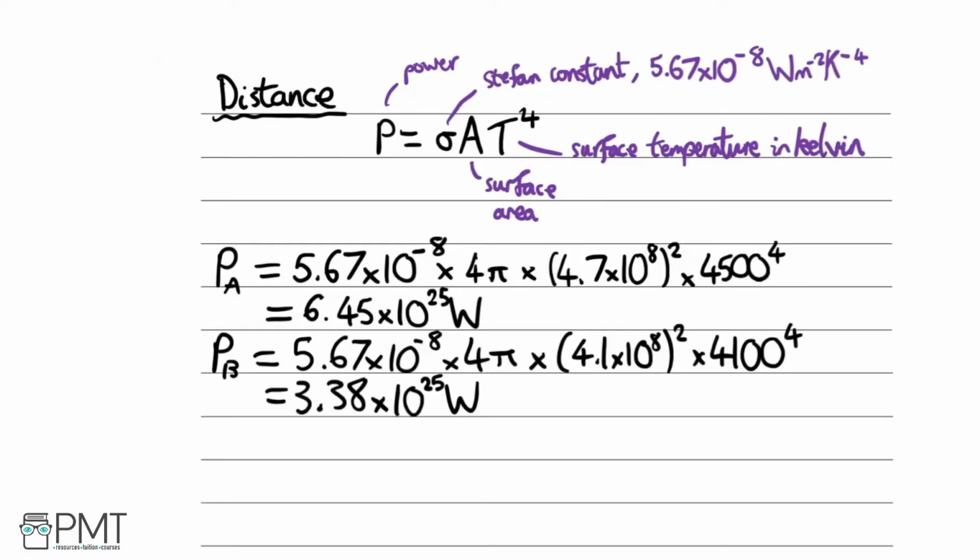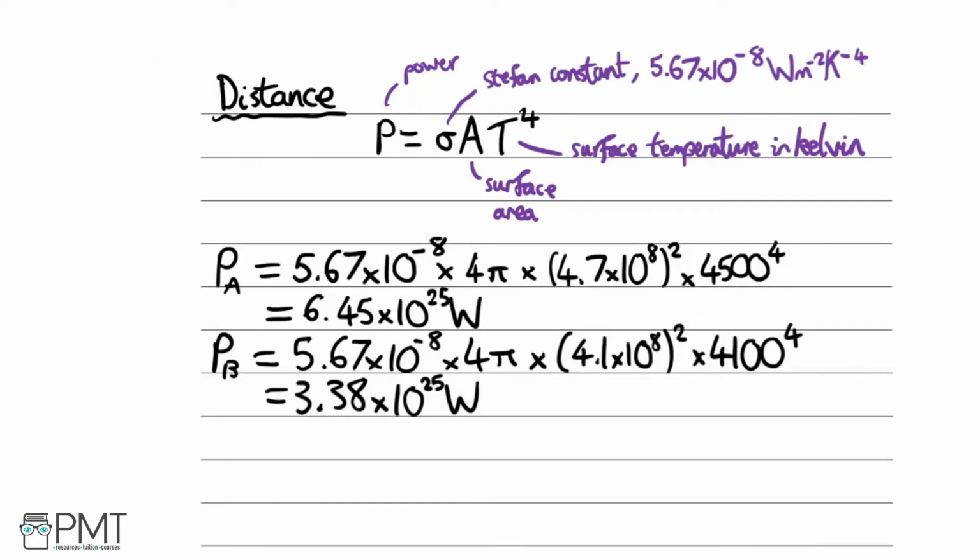So those are our power values. We've multiplied the Stefan constant of 5.67 times 10 to the minus 8 watts per meter squared per Kelvin to the 4 by 4 pi times the radius squared, which gives us the surface area of a sphere, multiplied by the temperature in Kelvin to the power of 4 in each case.